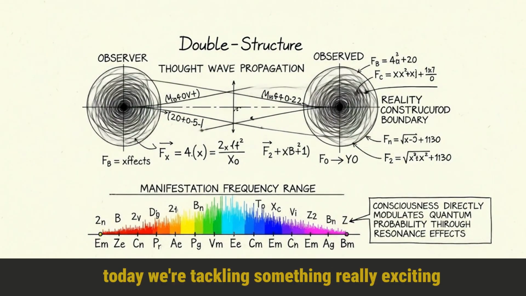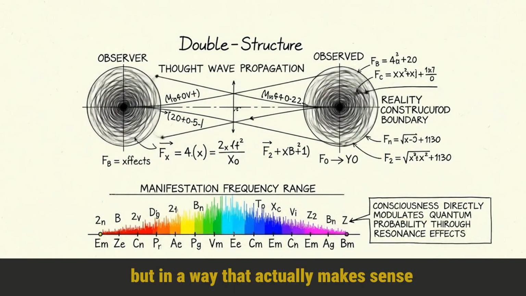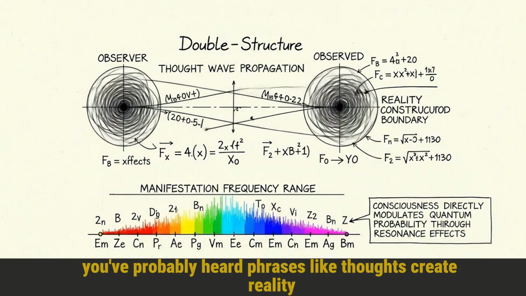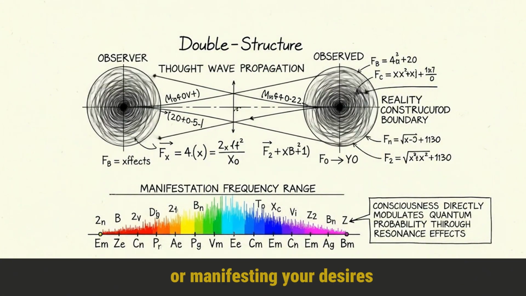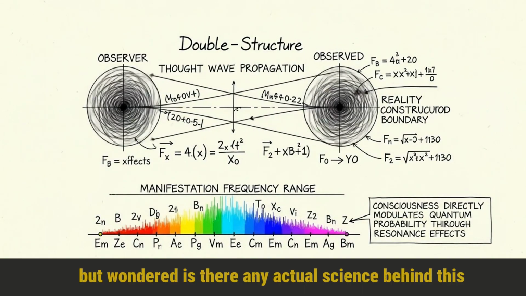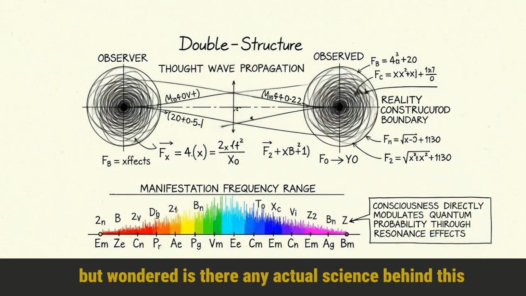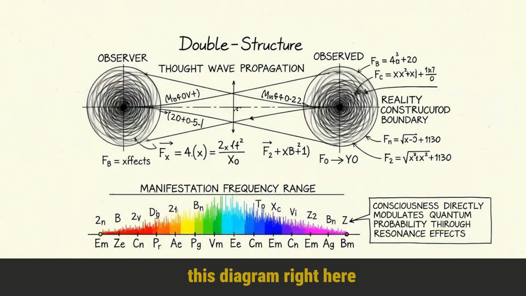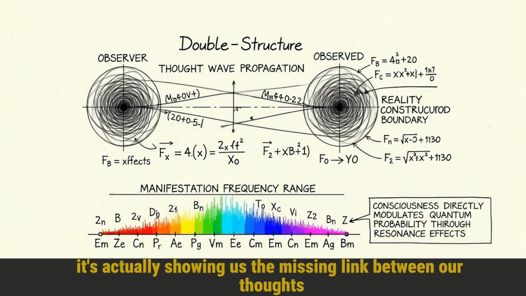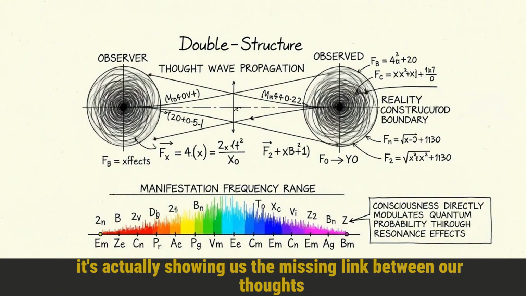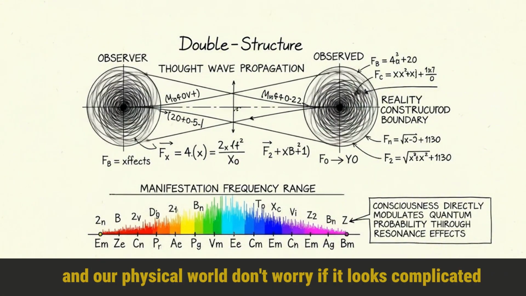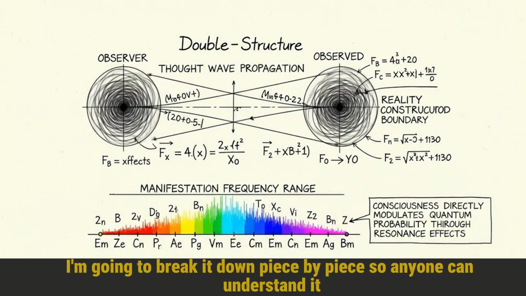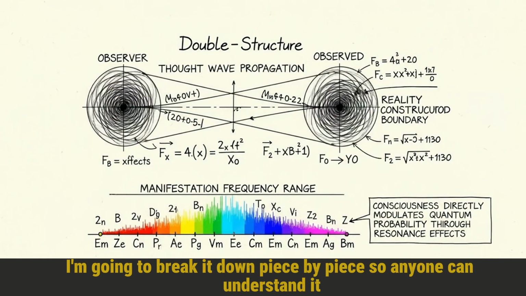Today we are tackling something really exciting, but in a way that actually makes sense. You've probably heard phrases like "thoughts create reality" or "manifesting your desires," but wondered, is there any actual science behind this? Well, I've got something incredible to share with you today. This diagram right here is actually showing us the missing link between our thoughts and our physical world. Don't worry if it looks complicated. I'm going to break it down piece by piece so anyone can understand it.